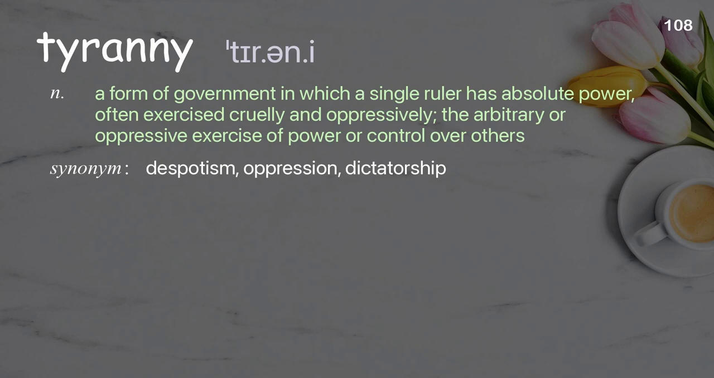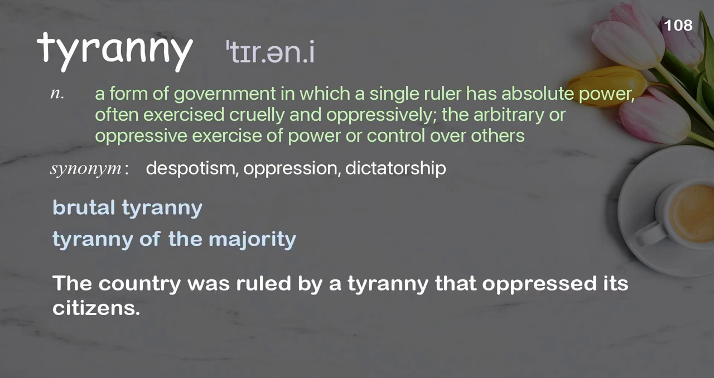Tyranny. A form of government in which a single ruler has absolute power, often exercised cruelly and oppressively, the arbitrary or oppressive exercise of power or control over others. Examples: brutal tyranny, tyranny of the majority. The country was ruled by a tyranny that oppressed its citizens.